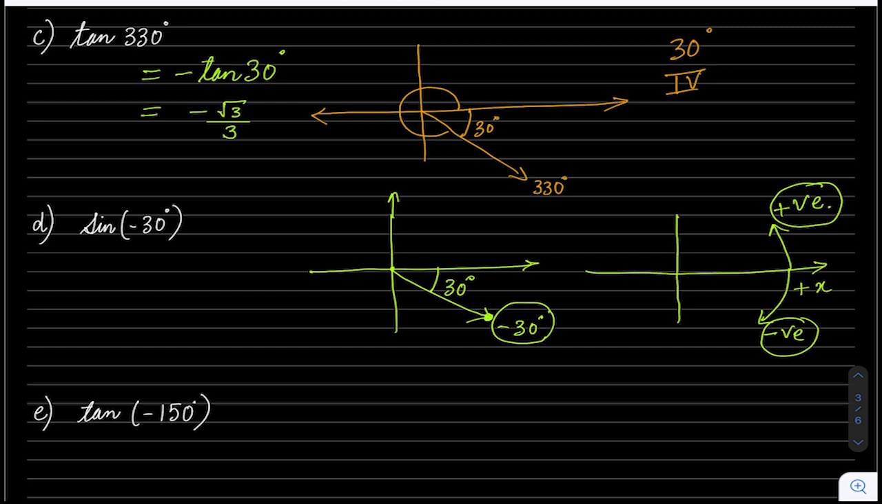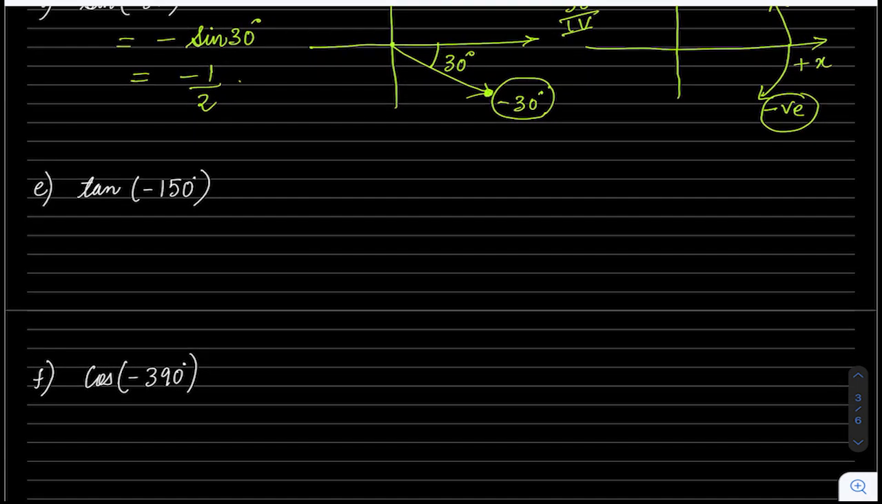So now minus 30 degrees. So angle with horizontal is 30, and which quadrant is this? Fourth. So 30 degrees and fourth quadrant. So we know in fourth quadrant sine is negative because only cosine is positive. So my answer is negative sine 30 degree. And sine 30 degrees is half or 0.5. So my answer is minus 1 over 2. So this is how we will approach these problems.